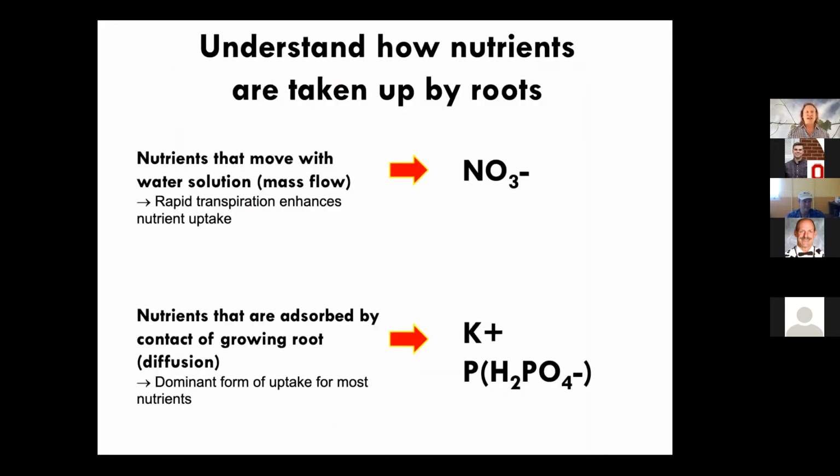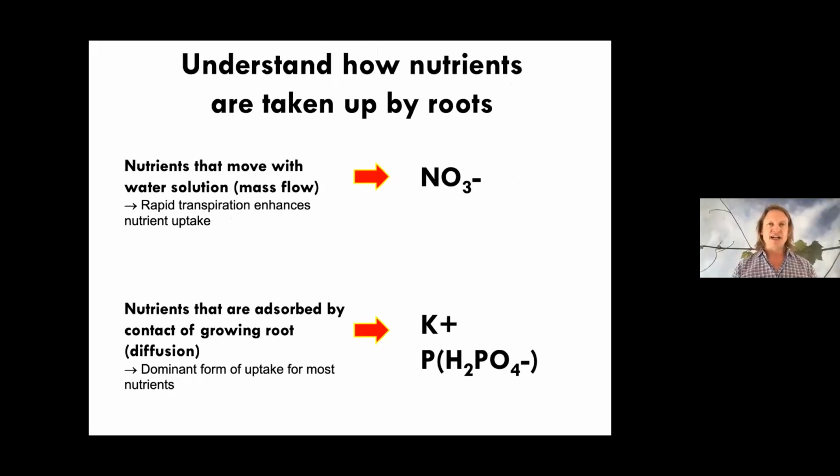What I want to get into now is understanding how nutrients are taken up by roots. This is important to understand, and I think the more growers pay attention to this, the more it's going to make sense to them how their strategy is working for fertilization. So we think about nitrogen. You'll hear me use nitrogen a lot as an example because it is a very commonly applied fertilizer in vineyards, and it's got a really dynamic way of moving in soil.